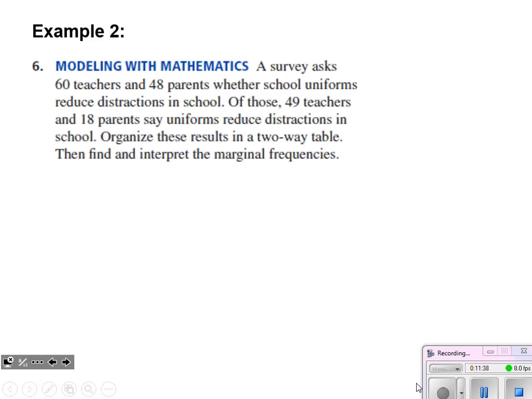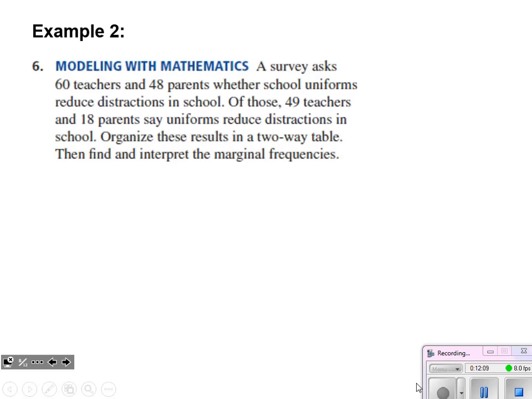Next one. Here we have no table given at the start, but they're giving us information. A survey asks 60 teachers and 48 parents whether school uniforms reduce distractions in school. Of those, 49 teachers and 18 parents say uniforms reduce distractions in school, so they answered yes. Organize these results in a two-way table, then find and interpret the marginal frequencies.